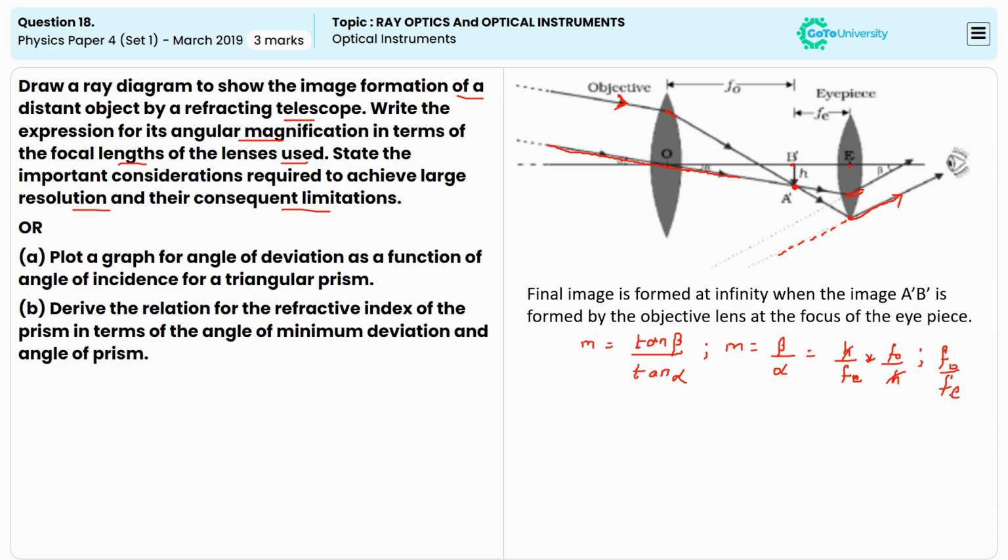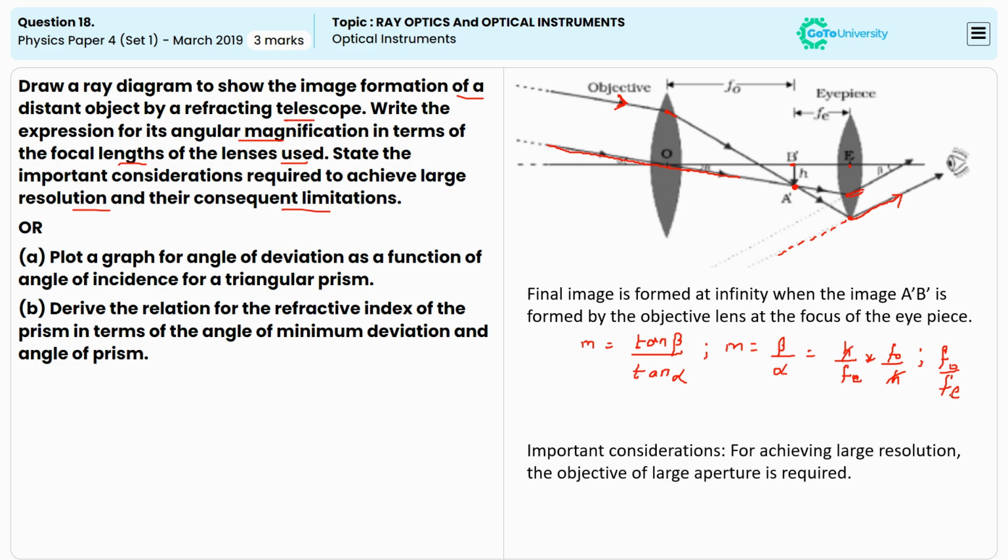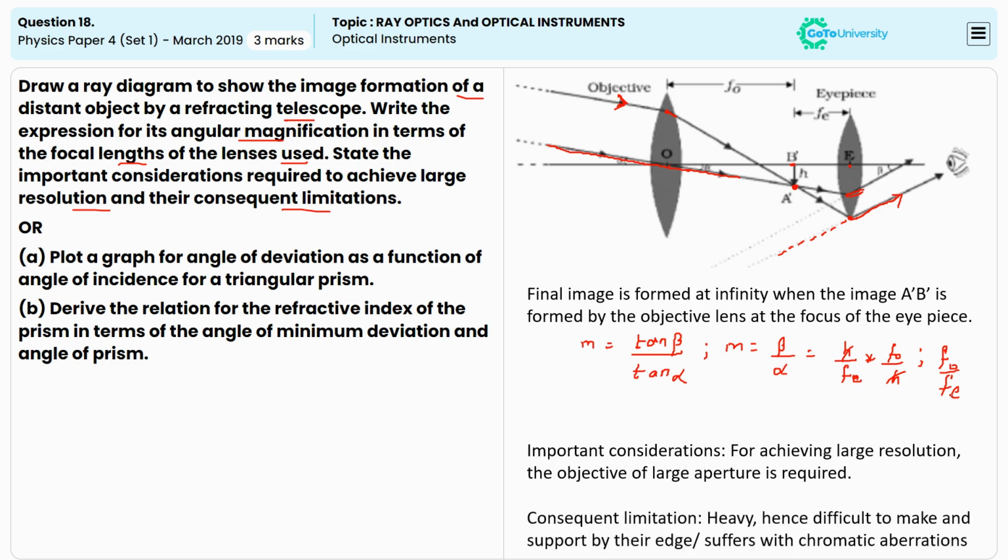And the important considerations are, for achieving large resolution, an objective of large aperture is required. And their consequent limitations are that it is heavy, hence difficult to make and support by its edge, and it suffers from chromatic aberrations.